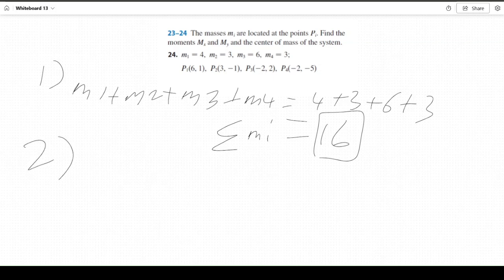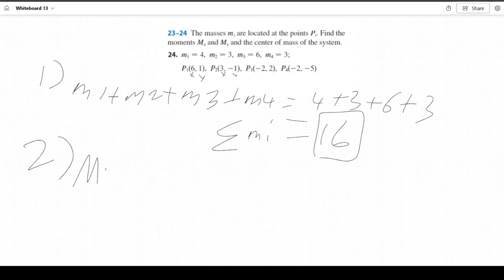Now we go to the hard part. Here we have to find all of the moments, Mx and My. What I mean by that is basically when you see all the points, they have x and y coordinates: x1, y1, x2, y2, and so on. Where it says M1, M2, and so on, they correspond to P1, P2, and M3, etc.